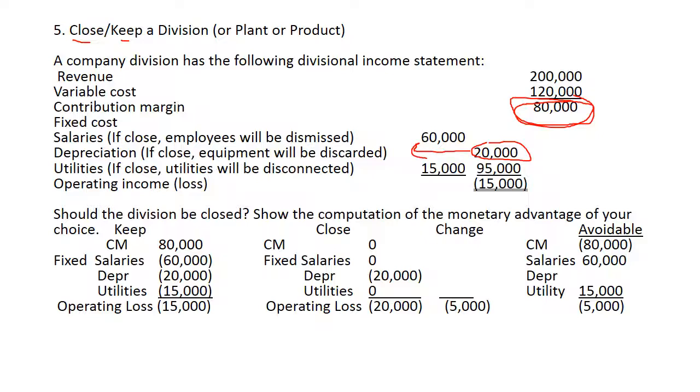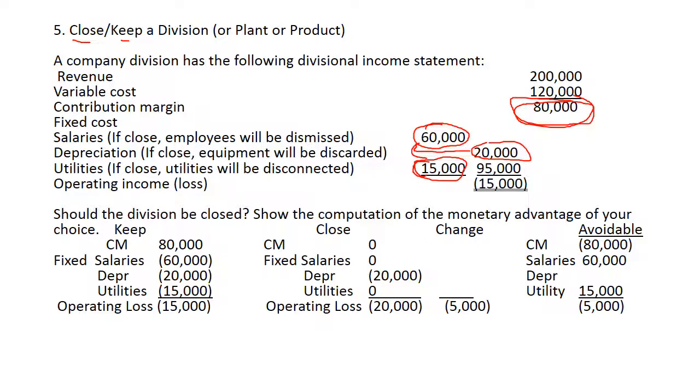So we have salaries, and if we close it, these salaries will go away. And we have utilities, and if we close this division, the utilities go away. Now, the depreciation, even though it says if we close this division the equipment's going to be thrown away, that depreciation expense doesn't go away immediately because this is a sunk cost. And so there's going to continue to be a cost because when the equipment is discarded, there's going to be some kind of a loss that's recognized.